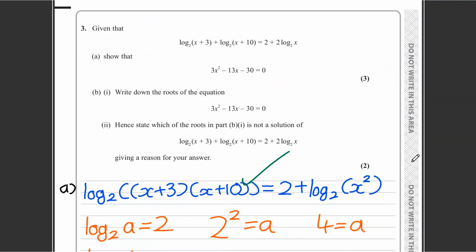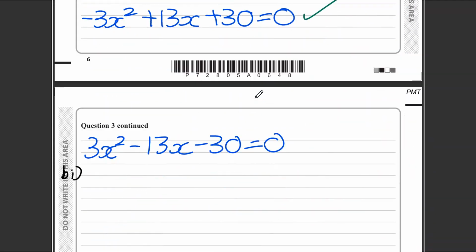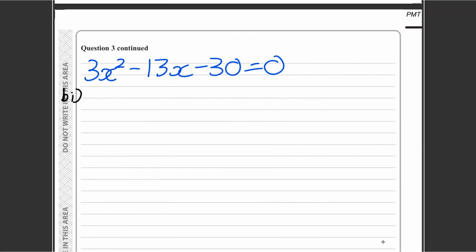Okay, and then for the first part of B, we need to write down the roots of the equation that we found, this quadratic, in part A. So we need to factorize this here. So we're going to have two brackets, and this is equal to 0. One of them is going to have 3x here, and the other one is going to have x.